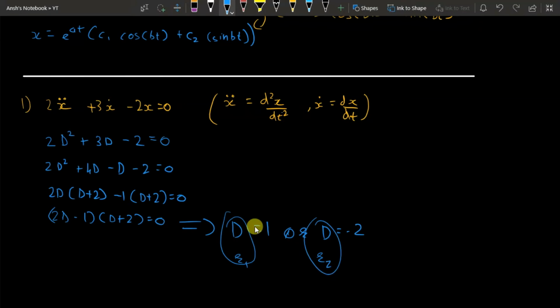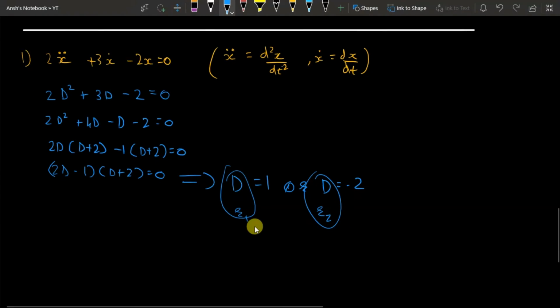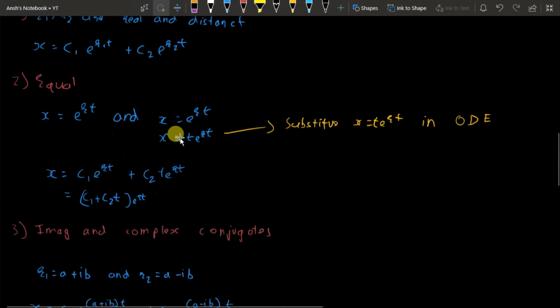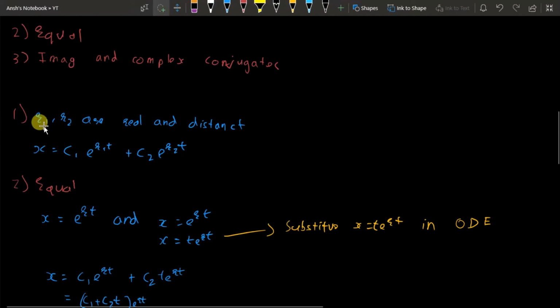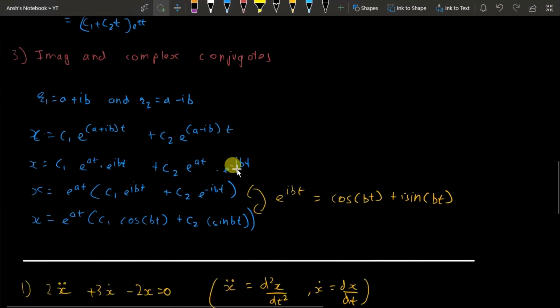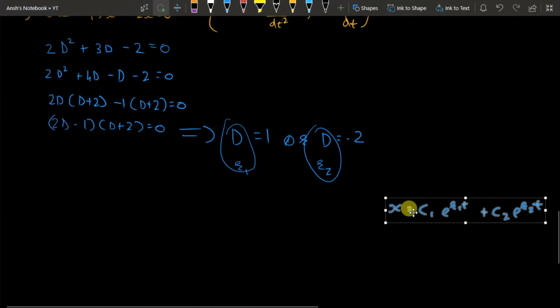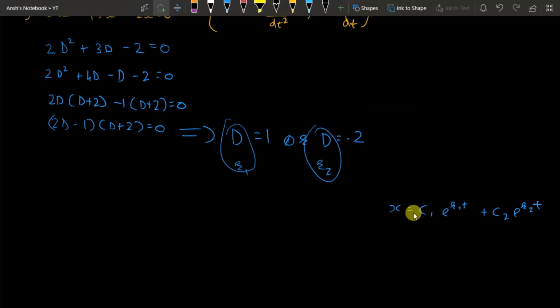So now that we know r1 and r2, they are both real and distinct. So let's bring the general solution of that case where both the roots are real and distinct. We'll bring it down here. That will aid us, and we know that this is the form of the general solution.